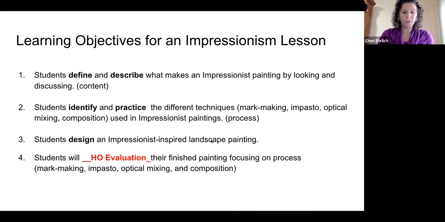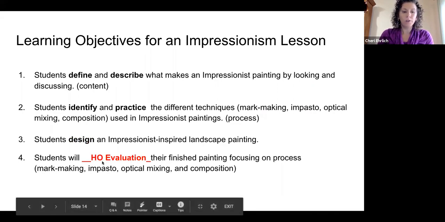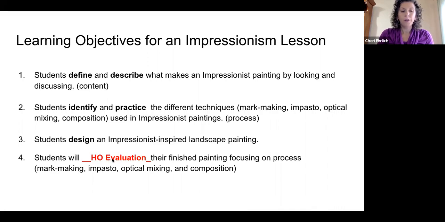So the last learning objective is students reflecting on their work. So I tell my students to always look in the evaluation category, and this will give an opportunity for students to be able to reflect on their work and talk about their own process and talk about their own thinking and what they did, right, as a result of their understanding.